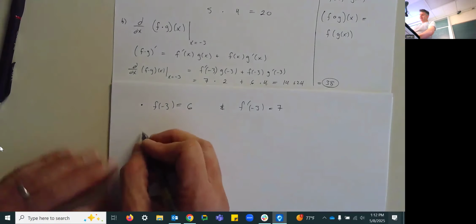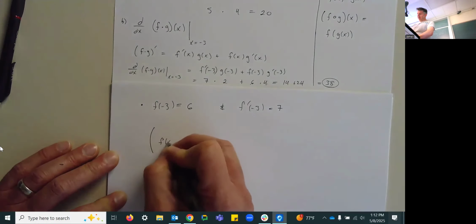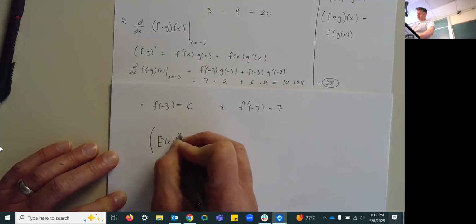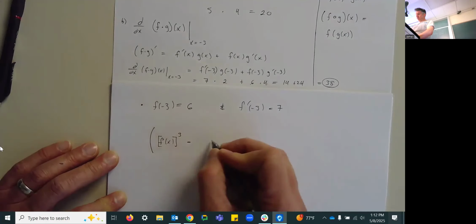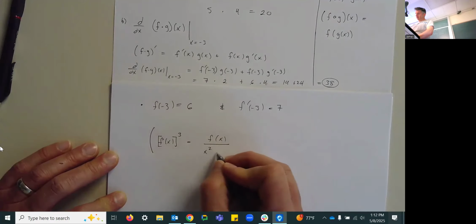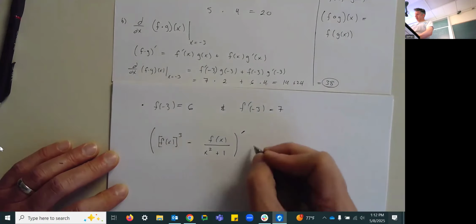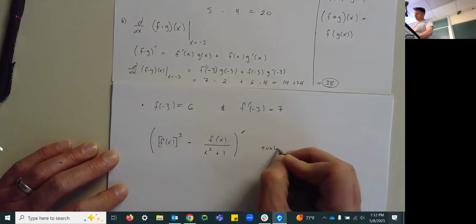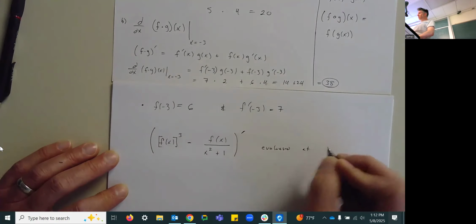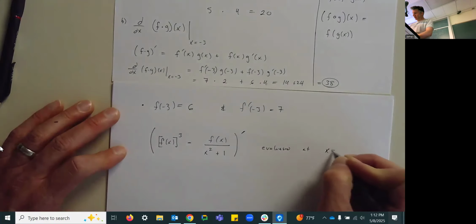So now here's what we're being asked to find. We want to find the derivative of f of x cubed minus f of x over x squared plus 1, evaluated at, well, there's only one option. Evaluated at where? What's the x we have to be plugging in if we're going to do this problem? It's got to be -3. There's no other options here.